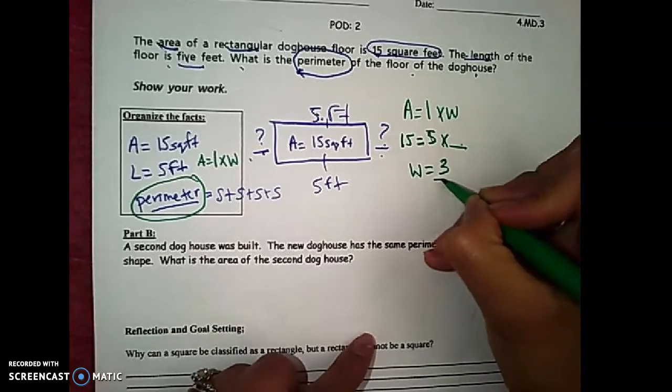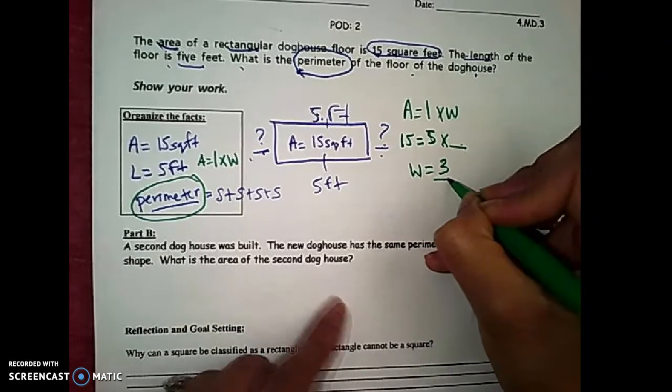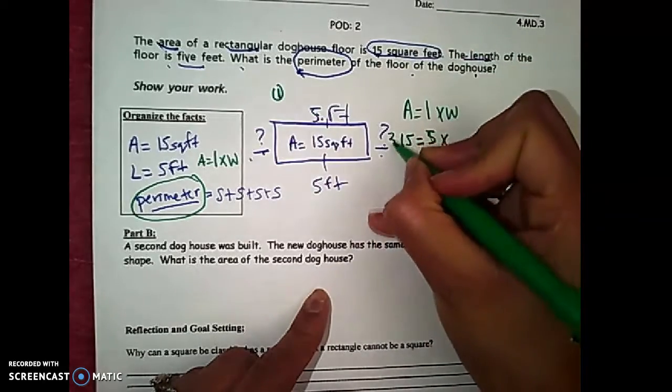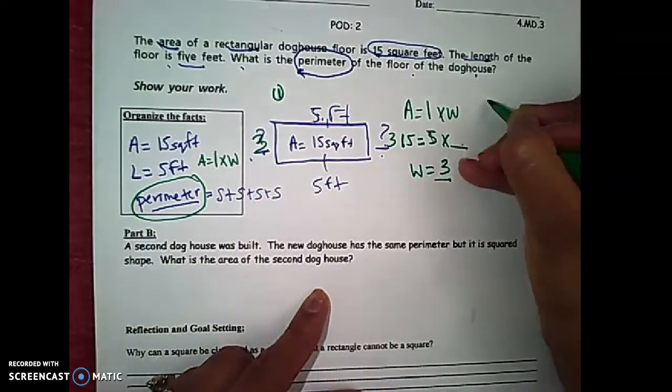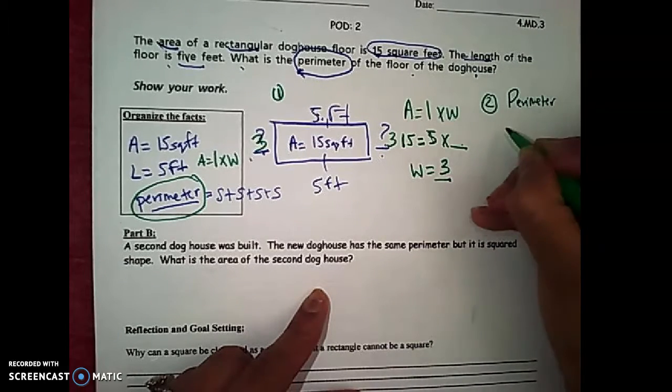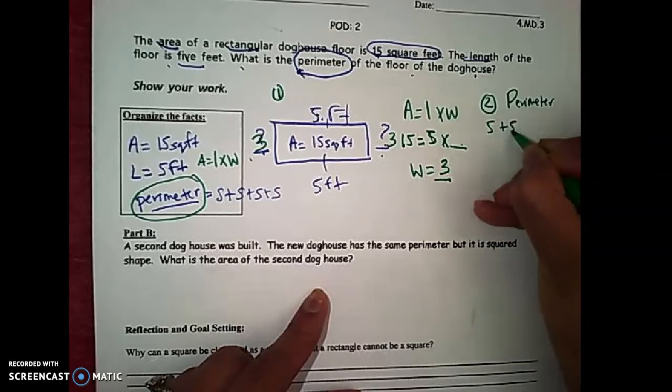So this is not our final answer. This is just part of what we need to find out. That would be our first step. We found the width. But now our second step is to find the perimeter. So we will be adding up all the sides. So I have 5 plus 5 plus 3 plus 3.